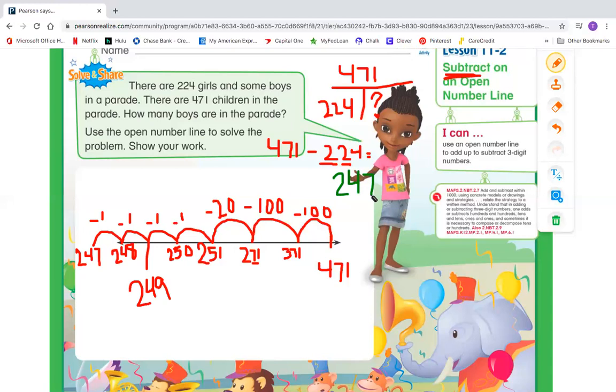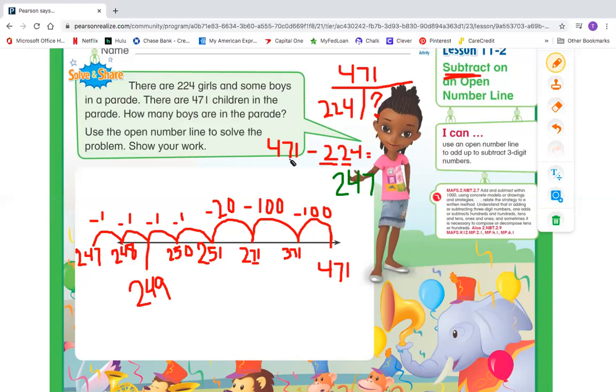Now I need to double check. Did I jump back 224? I jumped back 100, 100, perfect. 20 for my tens, and then 4 ones. Now, if Ms. Leibowitz is asking you, how can you check your answer? What would you do to check your answer? Right. I would add this number and this number together, because the opposite of subtracting is adding. I would add these two numbers together and see if I got 471.